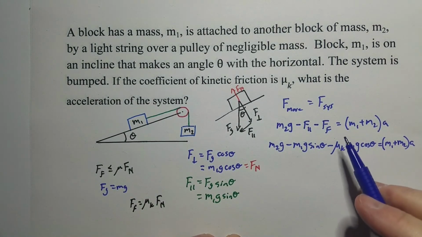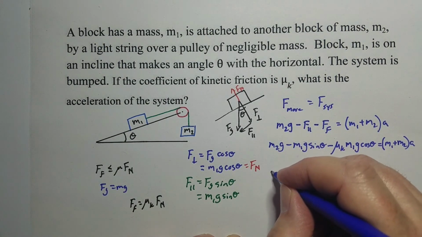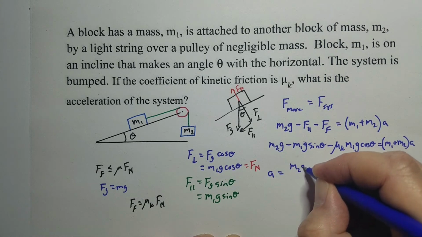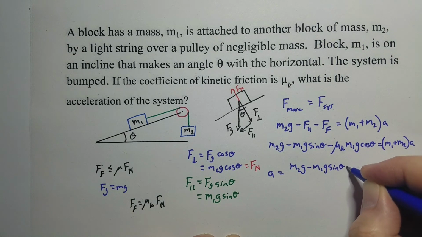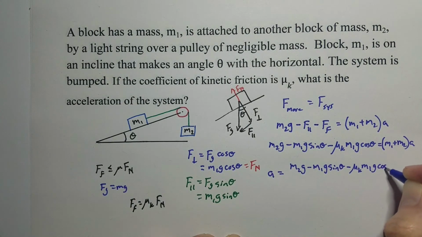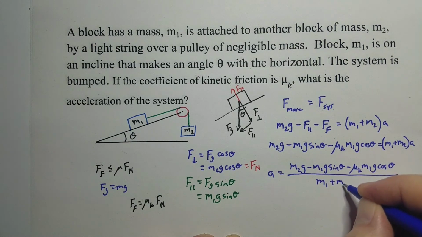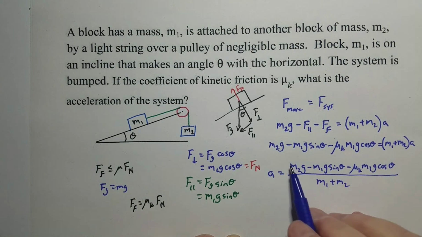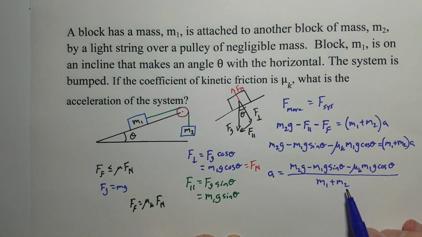To actually solve for just the acceleration, we just have to divide by m1 plus m2. And so a would be m2g minus m1g sine theta minus mu k m1g cosine theta, all divided by m1 plus m2. And that would be your answer. Now you could clean this up and make it a little bit prettier by pulling a g out of each term, but otherwise, that's the only simplification that you can do.